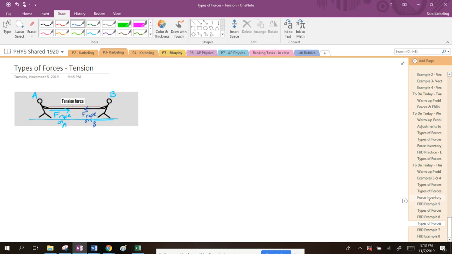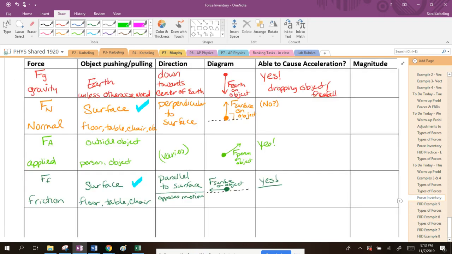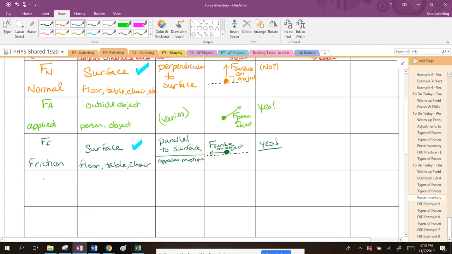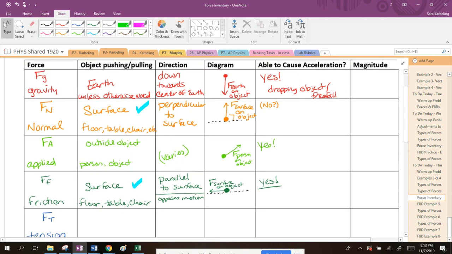So we're going to now add that to our force inventory so you can have it recorded there with everything else. So right under friction, we're going to add another one. This is going to be F sub T, the tension force. And then the next question is what object is pushing or pulling? So what is involved in tension force?